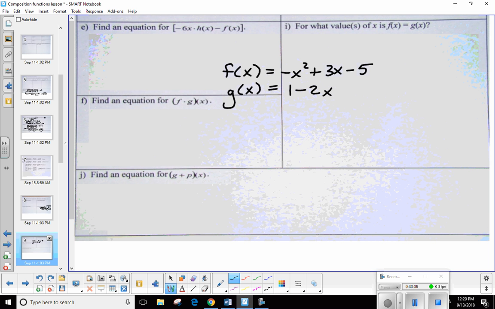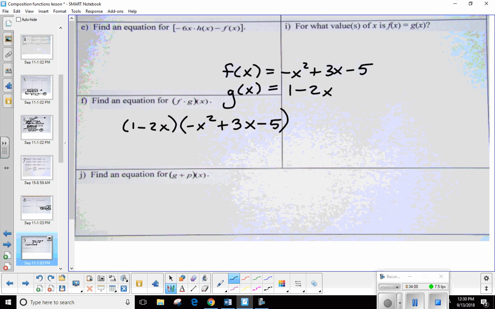There you go. Okay. So we can elaborate on this tomorrow, but I'm just kind of wanting to touch on it today. Whatever operation you're provided, that's what you want to perform with these guys right here. So I'd want to take 1 minus 2x and multiply it by negative x squared plus 3x minus 5.